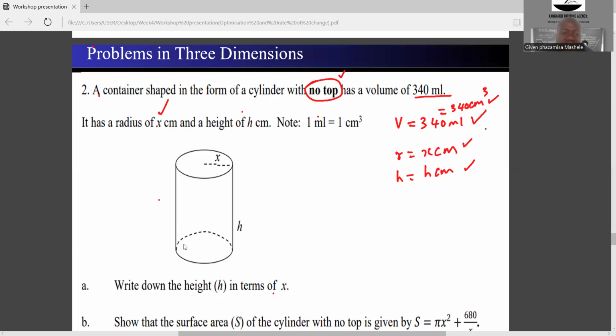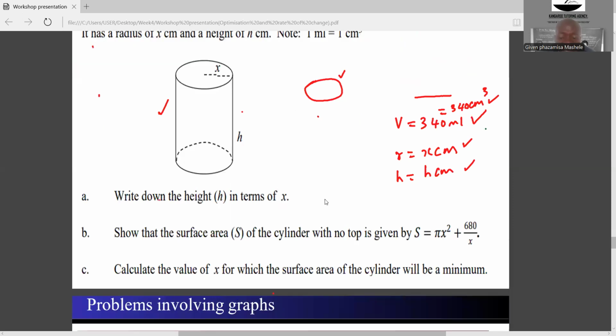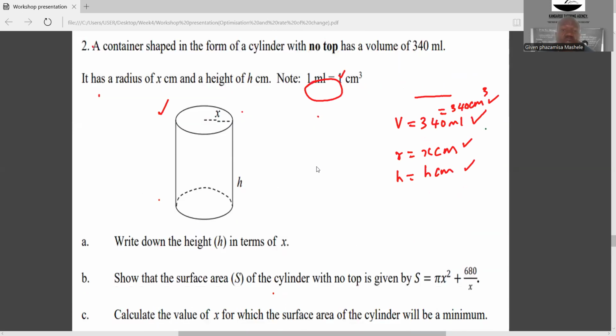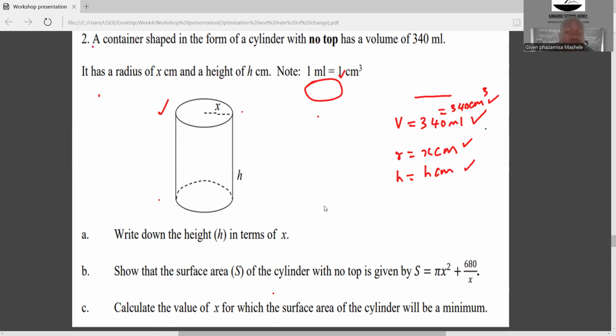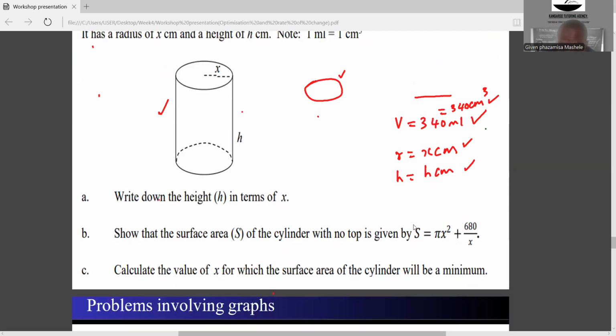And the first question says, write down the height in terms of x. You need to write the height in terms of x. I want you to go through that and do this on your own. Then the second one says, show that the surface area S of this cylinder with no top is given by this. And the last one says, calculate the value of x for which the surface area will be a minimum. You can also add this and say, hence determine that surface area. So you want to know the value of x that will actually minimize the surface area. So you can go through this on your own.